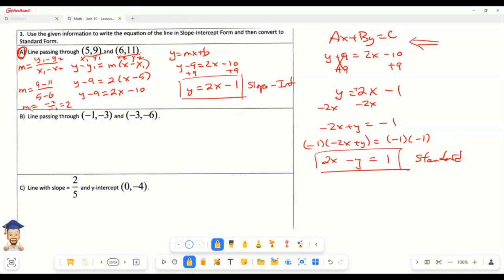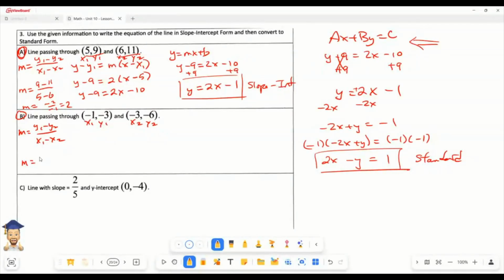All right, and I'm going to do this one for you quick. We are given 2 points. We are not given the slope. You have to have the slope before you can write the equation of a line. Slope is y1 minus y2 over x1 minus x2. x1, y1, x2, y2.